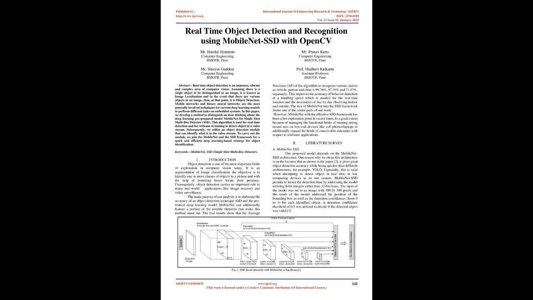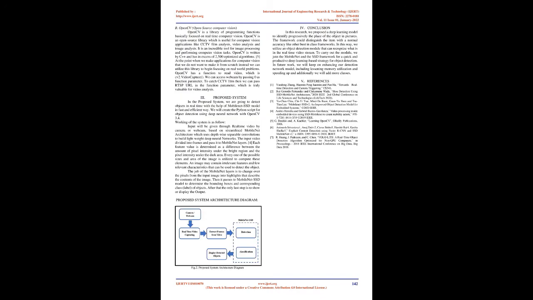MobileNet-SSD permits to lessen the detection time by addressing the model utilizing 8-bit integers rather than 32-bit floats. The input of the model was set to an image with 300 by 300 pixels, and the result of the model addressed the position of the bounding box as well as the detection confidences, from 0 to 1, for each identified object. A detection confidence threshold of 0.5 was utilized to decide if the detected object was valid. Fig 1. SSD-based detection with MobileNet as backbone.